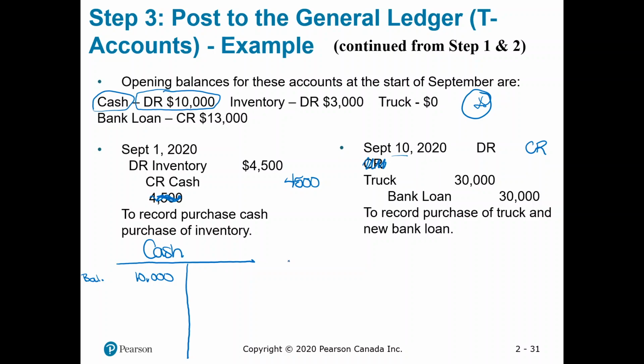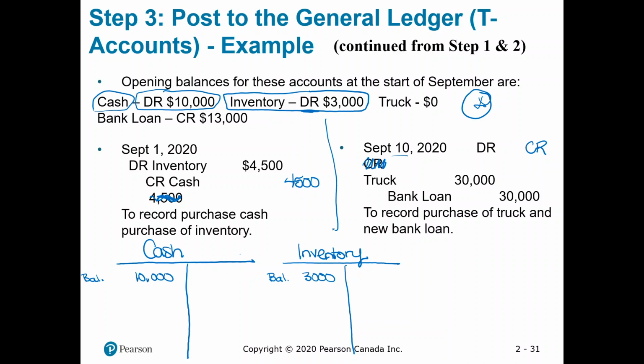Now, we also have inventory as the next account, and these are the ones impacted by our first journal entry. So we'll open these up. Now we can see here, inventory has an opening balance at the start of September of $3,000, also a debit. So again, that's on the left. So BAL to show it's our opening balance, $3,000. So let's go ahead and we'll post our first journal entry here.